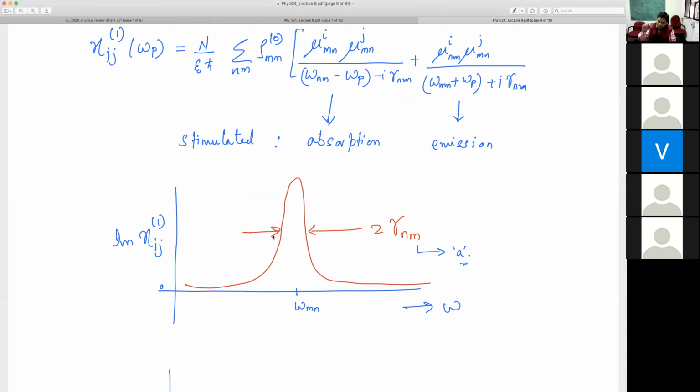So if I look at absorption, which I experimentally measure, then I'll see exactly a similar kind of peak centered around this omega mn, with a 2 gamma nm width basically. Okay, and this is just one transition. If I have a multi-level system, then I'll have omega 1 2, omega 2 3, omega 3 4. So I'll have multiple lines with multiple widths, and that is how we see the optical spectrum of all the excited states of atomic systems.